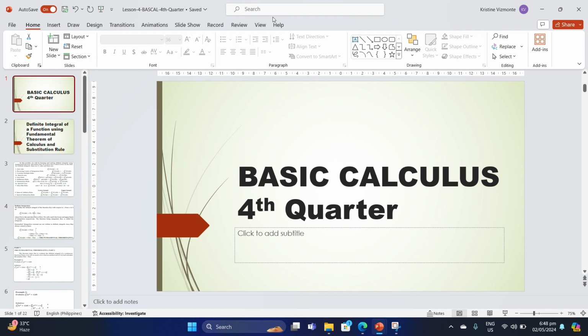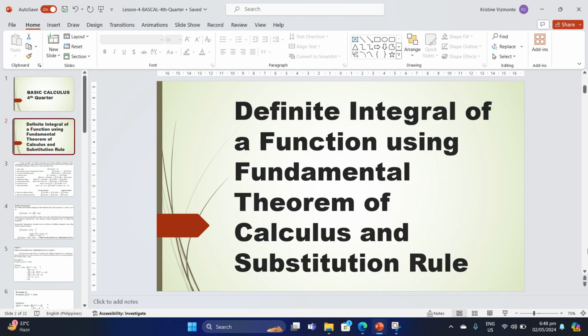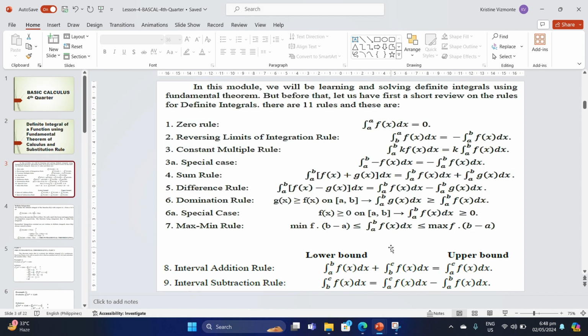Okay, so let's proceed to our Lesson 4: definite integral of a function using the fundamental theorem of calculus and the substitution rule. In this module, we will be learning and solving definite integrals using the fundamental theorem. But before that, let us have a short review on the rules for definite integrals.